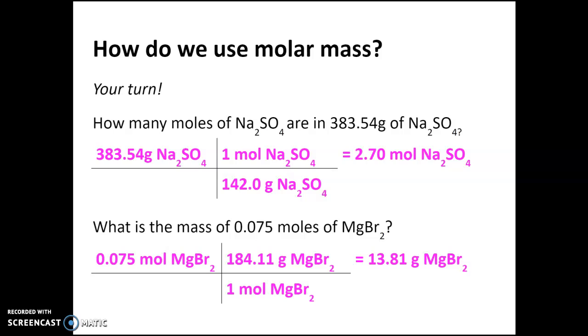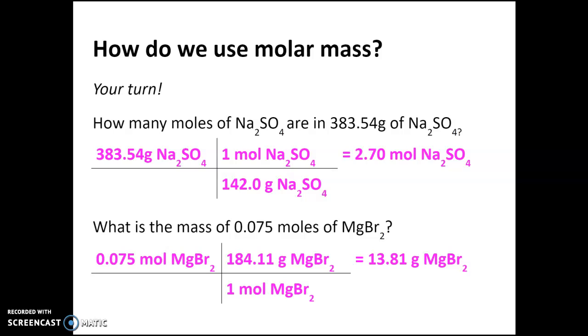Okay, so we want to know moles of sodium sulfate in 383.54 grams of sodium sulfate. First thing I'm going to do is find my molar mass. The molar mass of sodium sulfate is 142.0 grams per mole. Now I can plug that into my factor label line. So I'm starting with my given amount, which is 383.54 grams of sodium sulfate. Then I'm using my molar mass that I calculated on the bottom so that the grams cancel out, and I have 1 mole on top. So this gives me 2.70 moles of sodium sulfate.